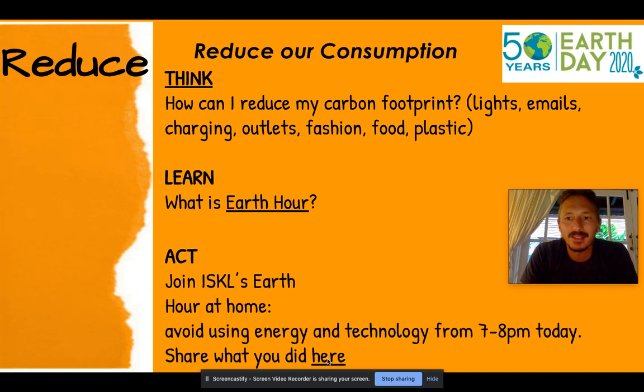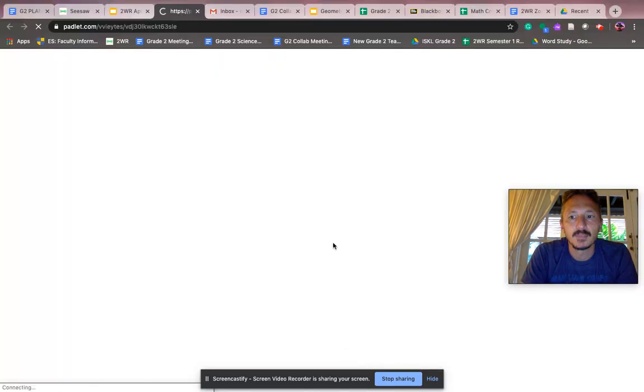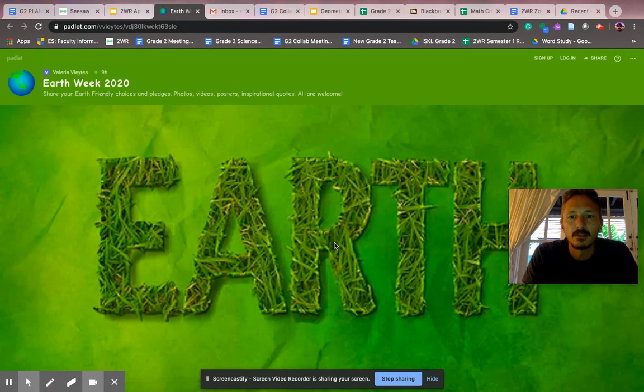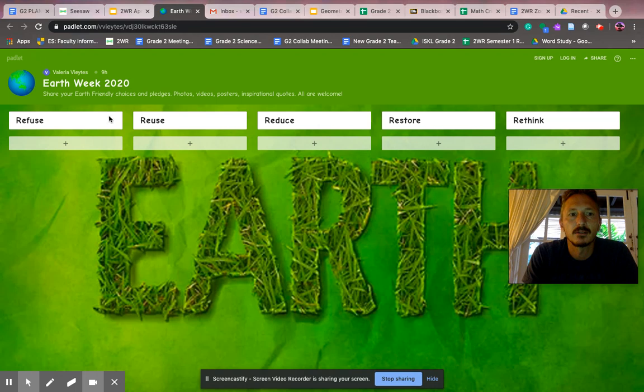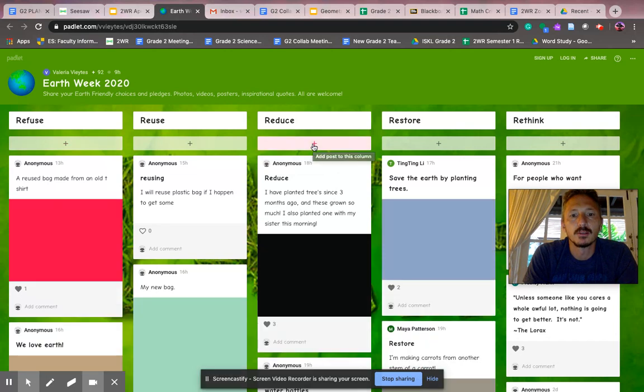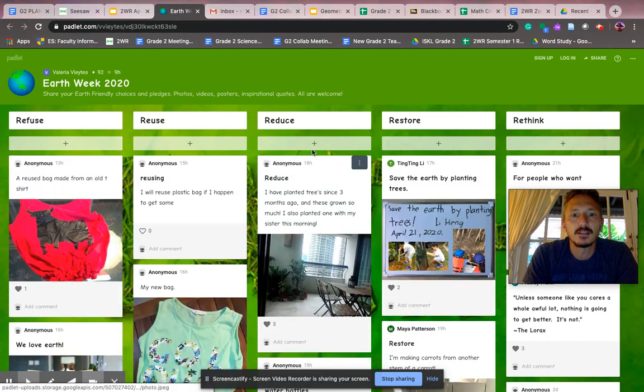So this is called a Padlet, where people record their responses of things that they did. So, what did you do to refuse? Wow, look at all these comments and all these people. This is where people would comment on things that they did to reduce, reuse, restore. We're going to be talking a little bit more about that, and then rethinking.